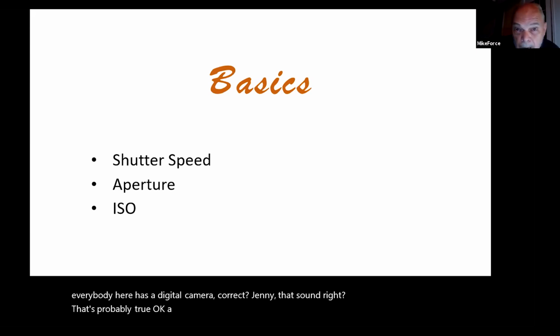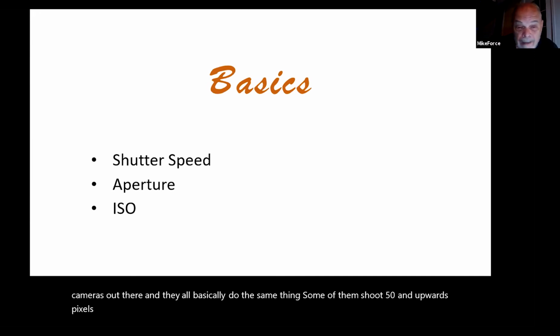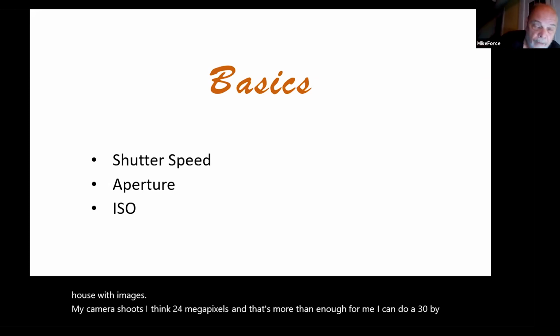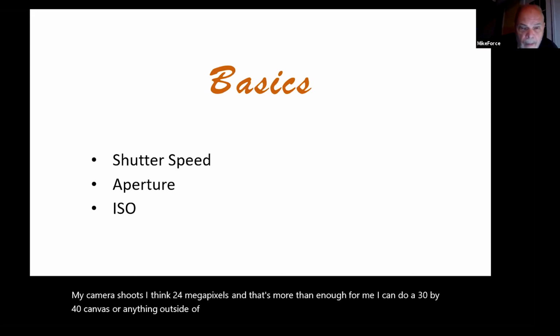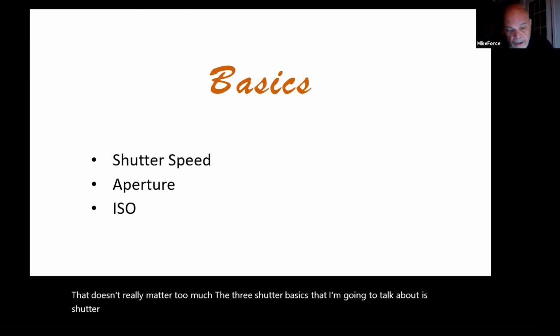Canon, Sony, Nikon, Hasselblad, if you're rich. There's a lot of good cameras out there, and they all basically do the same thing. Some of them shoot 50 and upwards megapixels per image. I don't want that personally. I don't need it. I'm not wallpapering my house with images. My camera shoots, I think, 24 megapixels, and that's more than enough for me. I can do a 30 by 40 canvas or anything else out of it. So that doesn't really matter too much. The three basics that I'm going to talk about are shutter speed, aperture, and ISO.